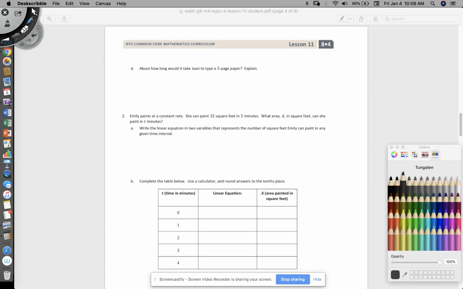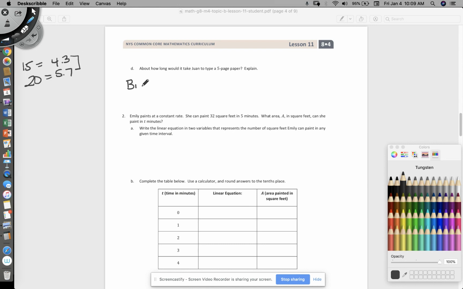All right, now this one. About how long would it take one to type a 5-page paper? So for a 5-page paper, if you look back at your table, he did 20 minutes, which took him 5.7 pages. And then right above it, we did 15, and that was 4.3. So I would say it would fall between these two times.